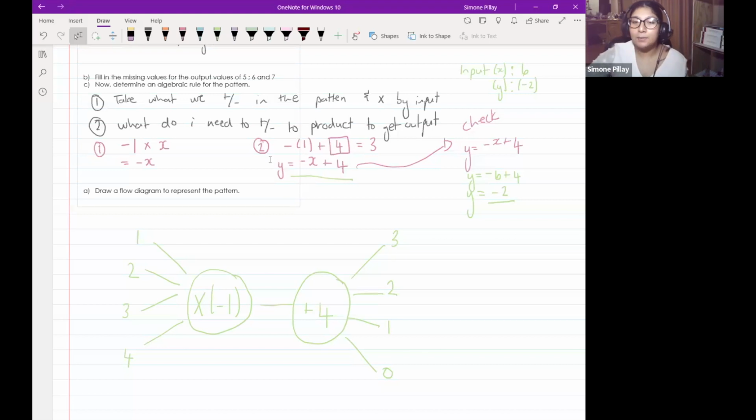Give me a thumbs up, thumbs down that this makes sense and that we now know how we can take a pattern, get a rule, and put it into a flow diagram. Yay, I'm seeing thumbs ups. That makes me so super happy.